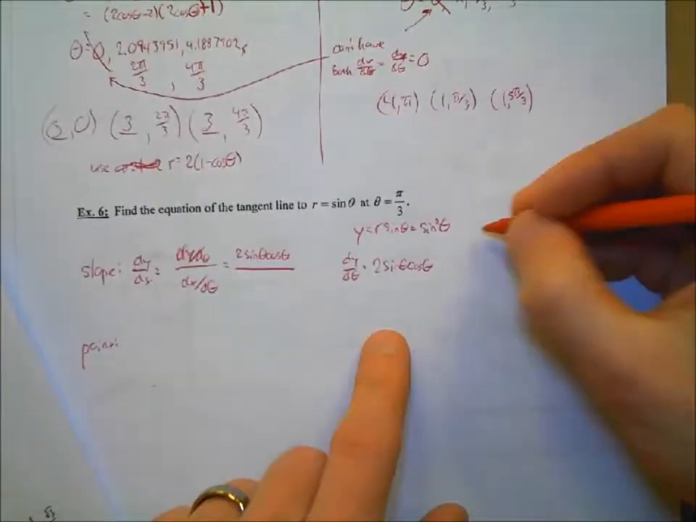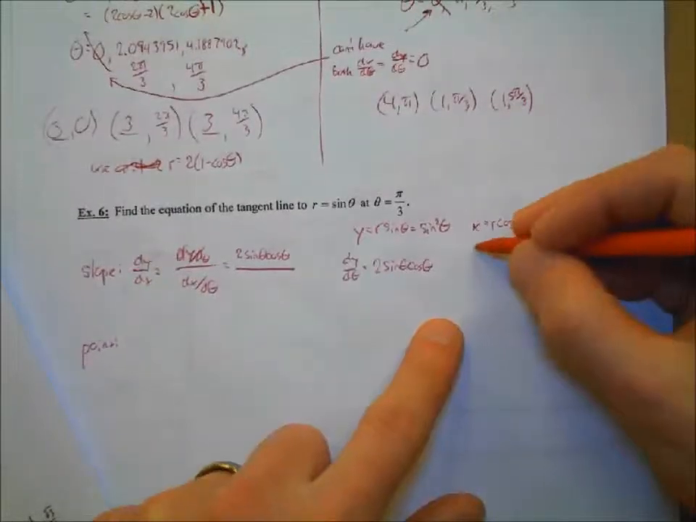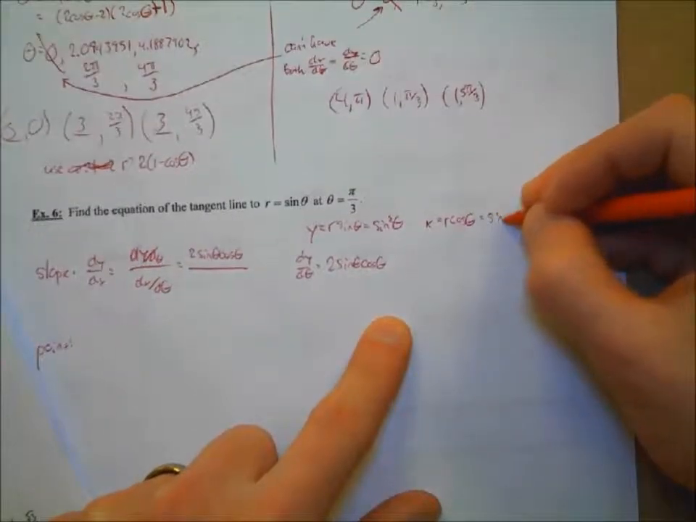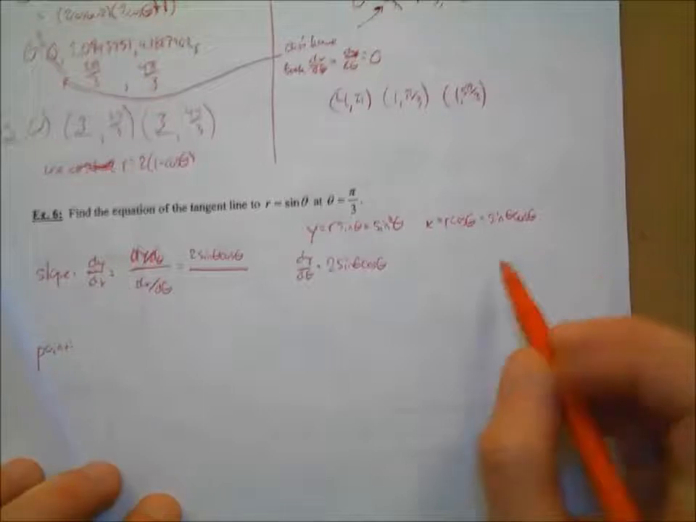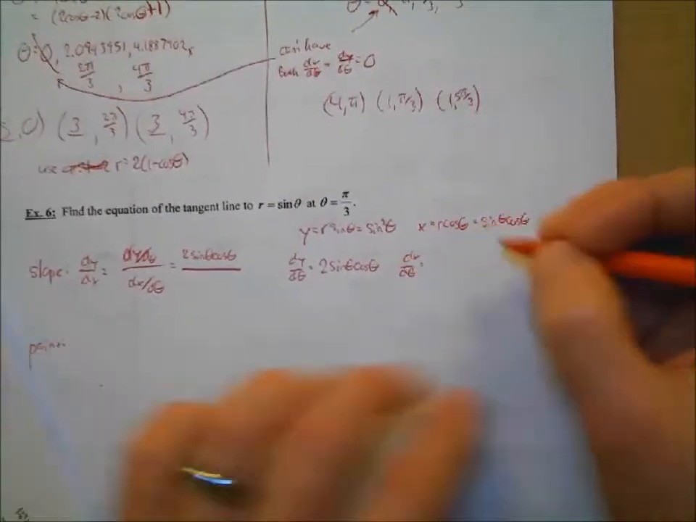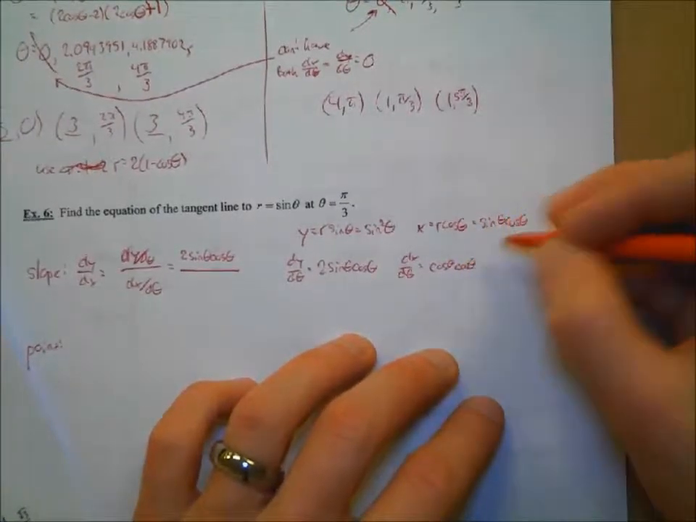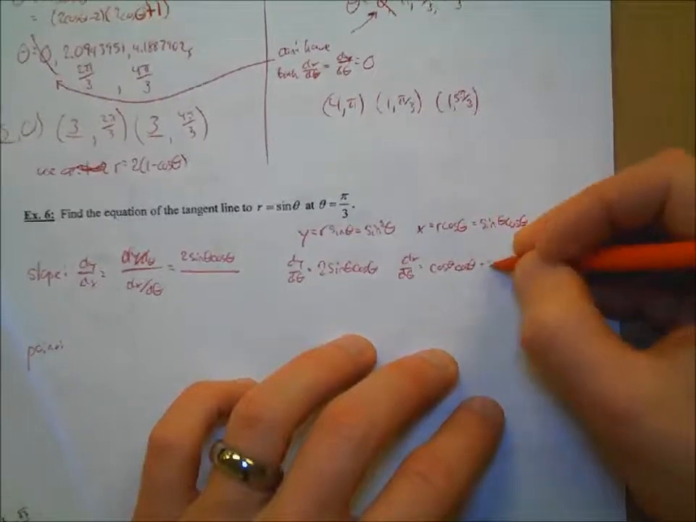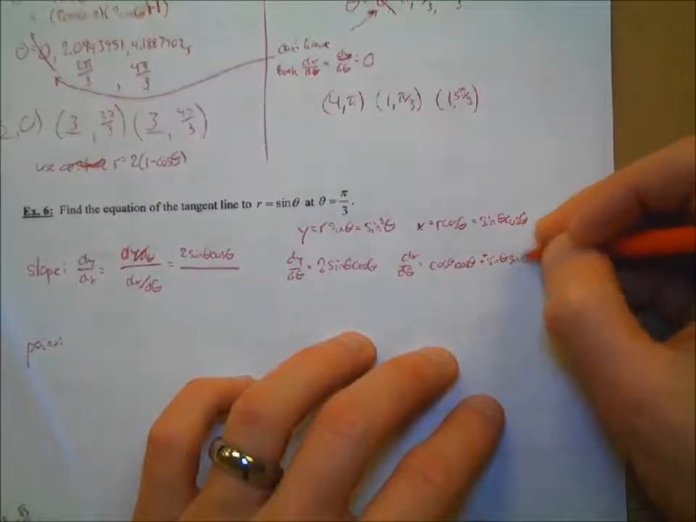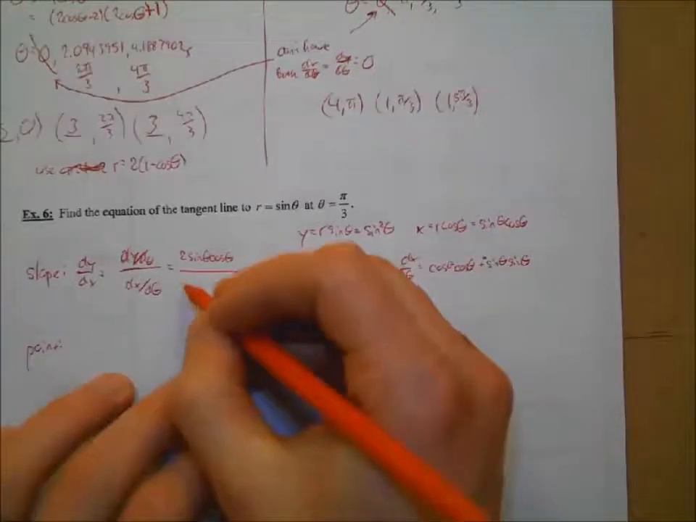Okay, and I'll do the same thing for x, right? X is equal to r cosine theta, but r is sine of theta, so x is really equal to sine theta cosine theta, which we get to use our product rule. Hooray! Dx d theta. So second times the first derivative of sine, which is cosine, plus the first, sine theta, times the derivative of the second, which is negative sine theta right there. Okay, so dx d theta is cosine squared minus sine squared.